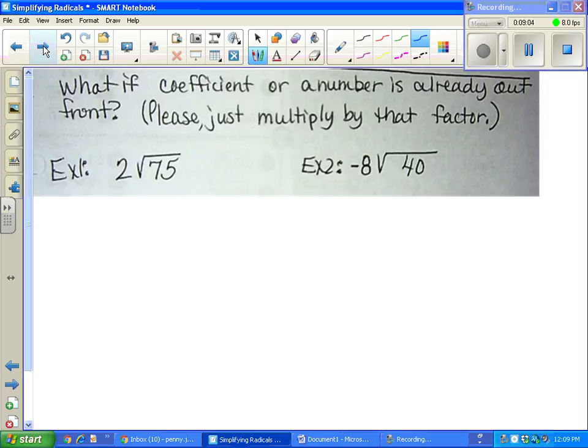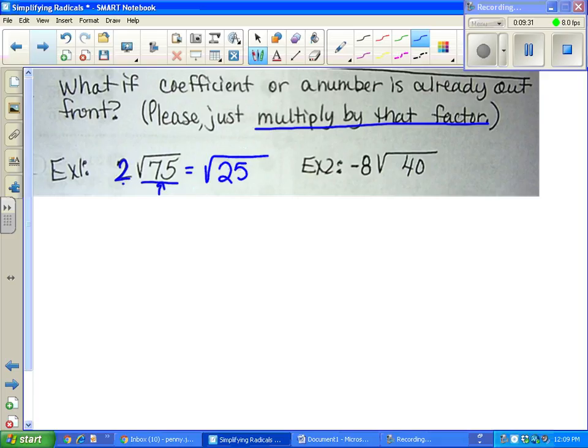All right, what if a coefficient or a number is already out there? Even before I work with 75, I already have a 2 out front. That's simple. You're just going to multiply by that factor when you bring yours out. Let's work underneath first, and we'll do this 2 next. Asking myself what multiplies to give 75? Hopefully a square. And 25 is a perfect square.